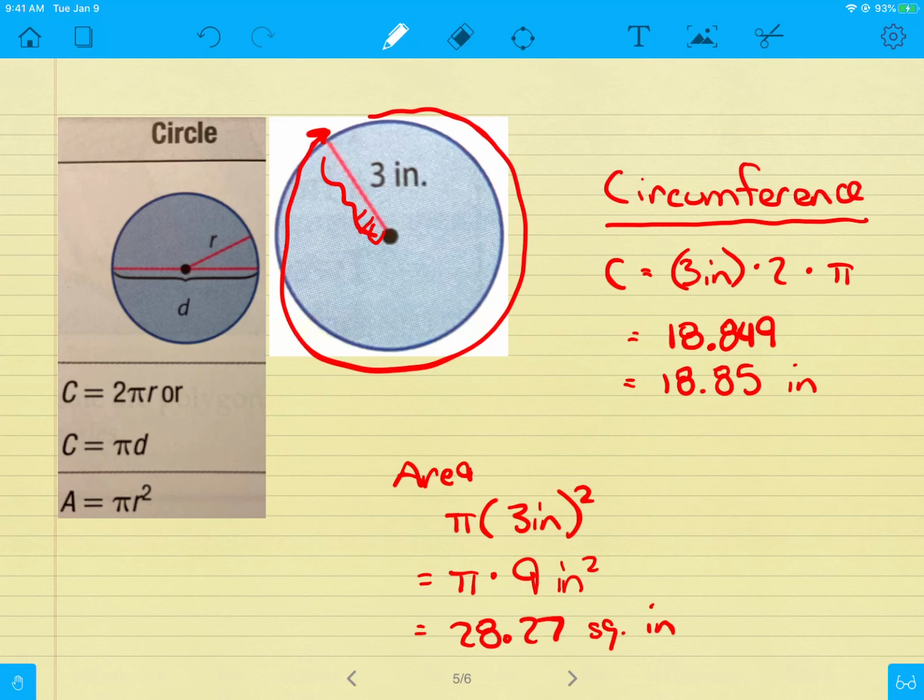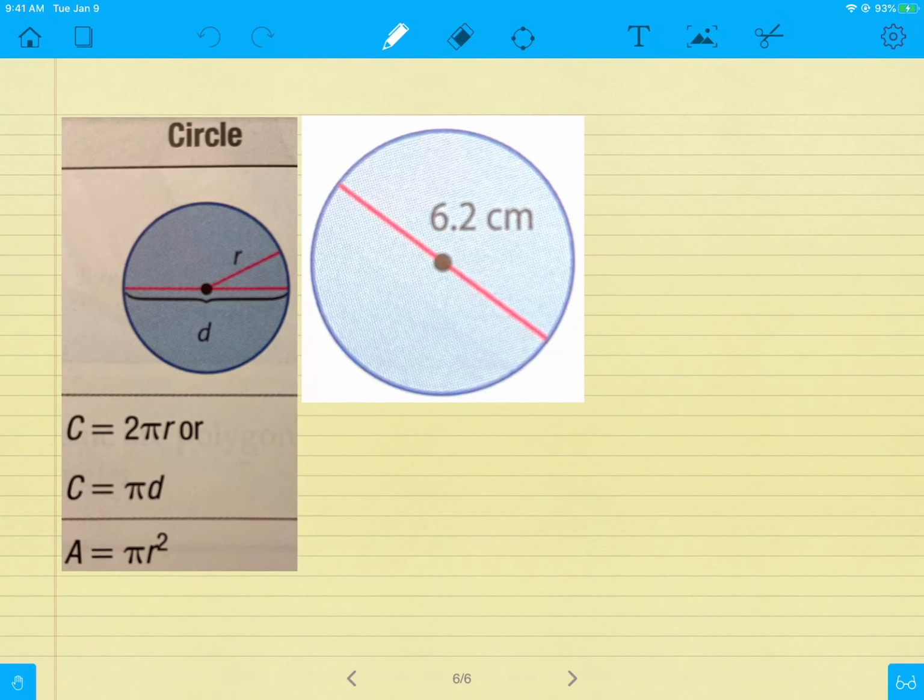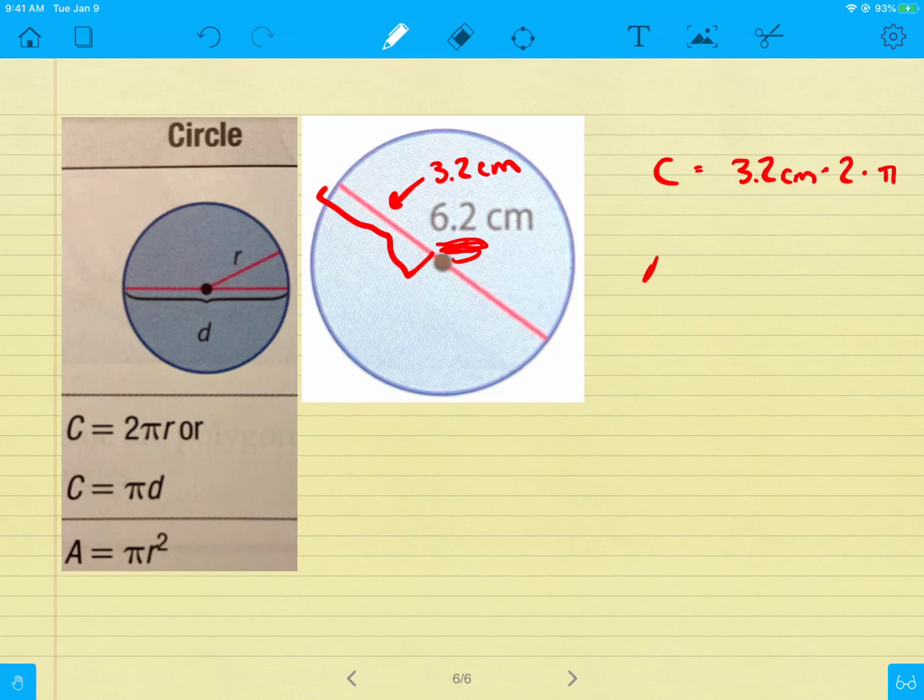Now, I have one more of these. I have one more circle, and this is if they didn't give me radius, they gave me a diameter. It's still the same thing. So in this case, they did give me the entire diameter all the way across. So you could do the same thing. You just have to cut this number in half. So if I cut this number in half, I get 3.1 centimeters. And that would be the radius from here to here, right? And then I just go from there. Circumference is the radius times 2 times pi. And then the area is your radius, 3.2 centimeters squared, times pi. And you get your 2 numbers.